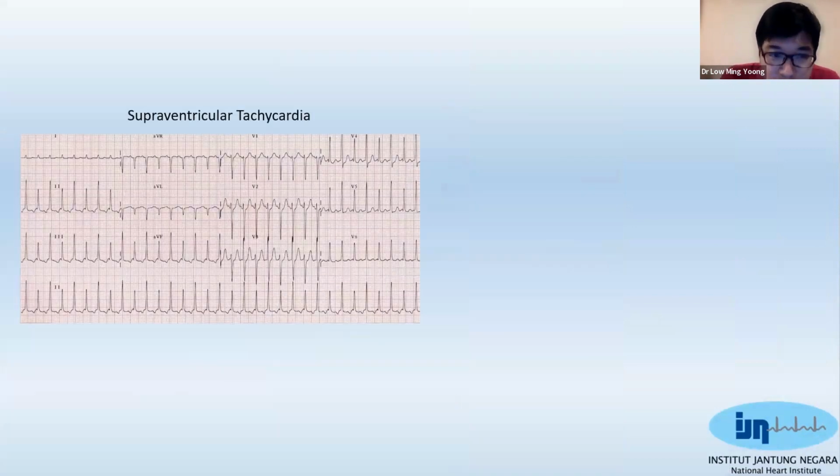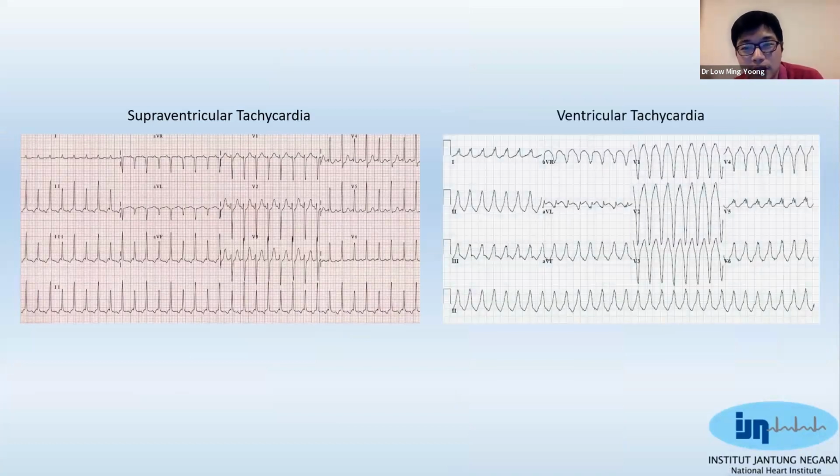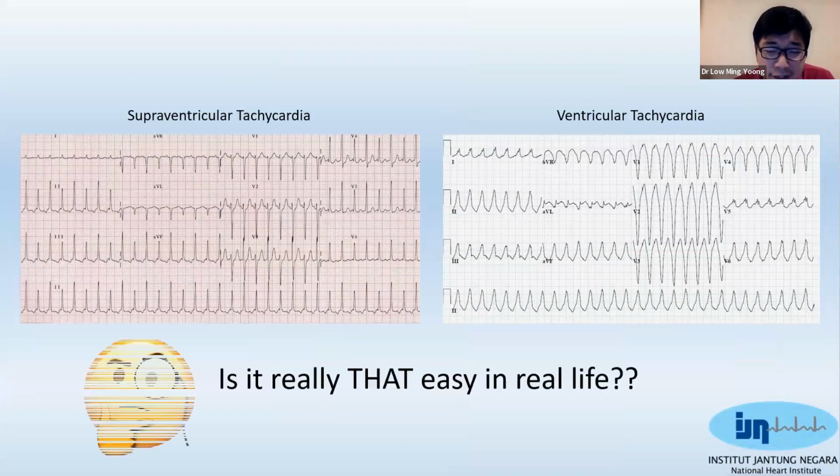So, this is classical. If you look at the books, you read the textbook, very simple. This one, anyone can tell you is supraventricular tachycardia. This one, anyone can tell you is ventricular tachycardia. The problem lies in the ease of diagnosis. Is it really that easy in life?